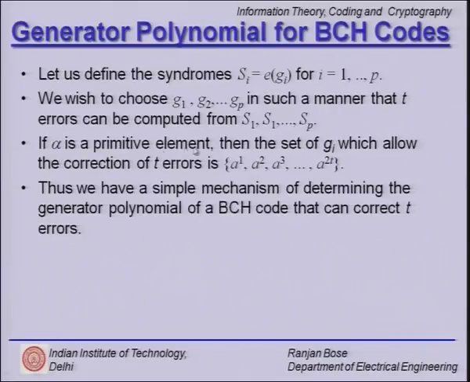If alpha is a primitive element, then the set of gi which allow the correction of t errors are simply alpha raised to 1, alpha raised to 2, alpha cubed, up to alpha raised to 2t. So, it clearly shows that I have enough equations to determine the error pattern uniquely. Suddenly, we have a handle. If we need to correct more errors, we need to have more equations.